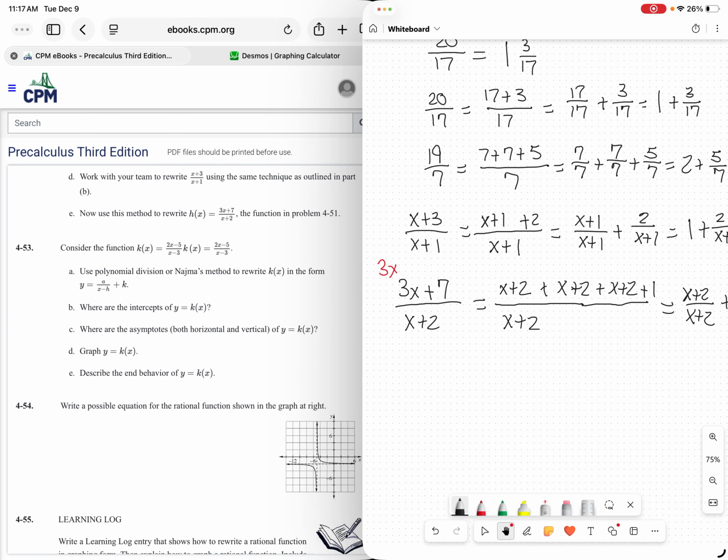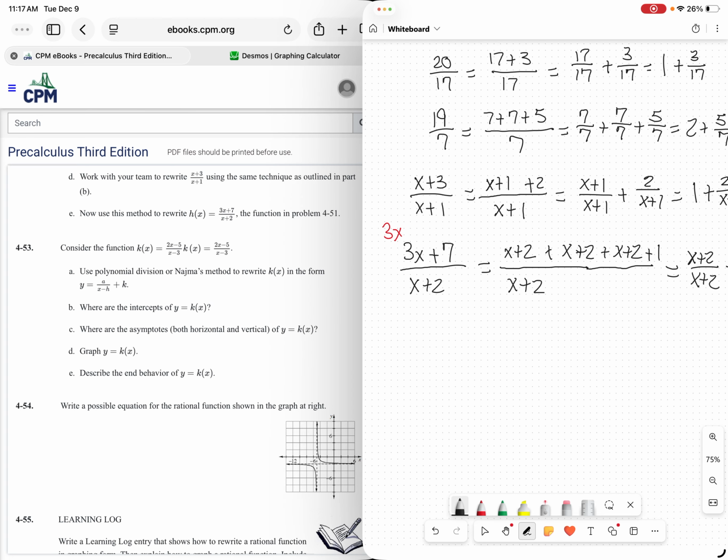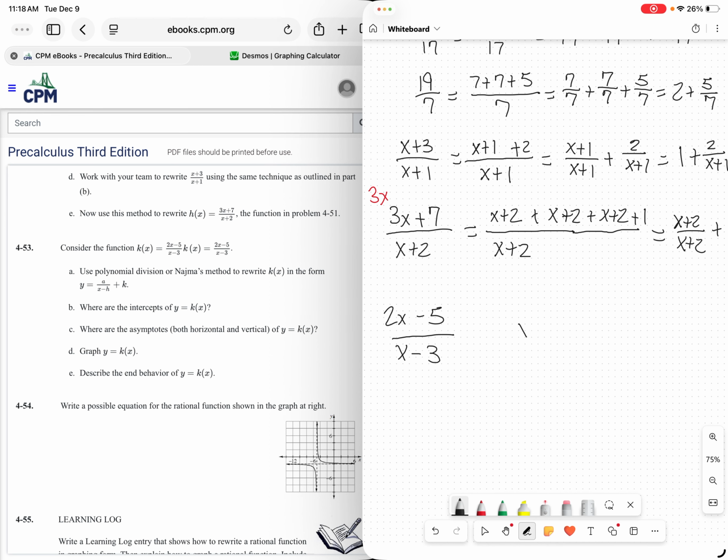So let's do this. Number 53, we have 2x minus 5 over x minus 3. This would be a good time for you to pause and just try this on your own. See if you can change it to this transformational form, and then graph it, state the asymptotes, end behavior, all the things. Okay, so hopefully, if you tried this 2 ways, we can do long division first.